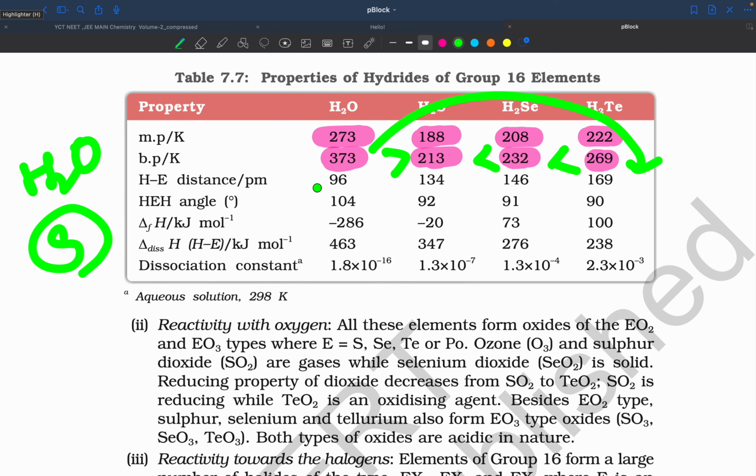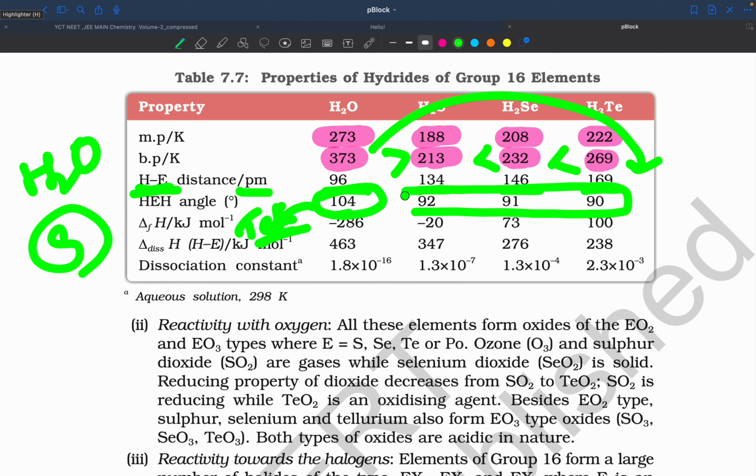And for the remaining, we also see the E–H bond length, element and hydrogen bond length in picometers. 96 in oxygen-hydrogen, 134 in H2S, 146 in H2Se, H2Te is 169, increasing. బాండ్ యాంగిల్ కూడా ఒకసారి చూడాలి. Bond angle in H2O is tetrahedral angle, close to 109 degrees, whereas the remaining ones have got equivalent to 90 degrees के करीब है. So this is non-participation of hydrogen bonding. That's what we talk about. Drago's rule में we discuss it.